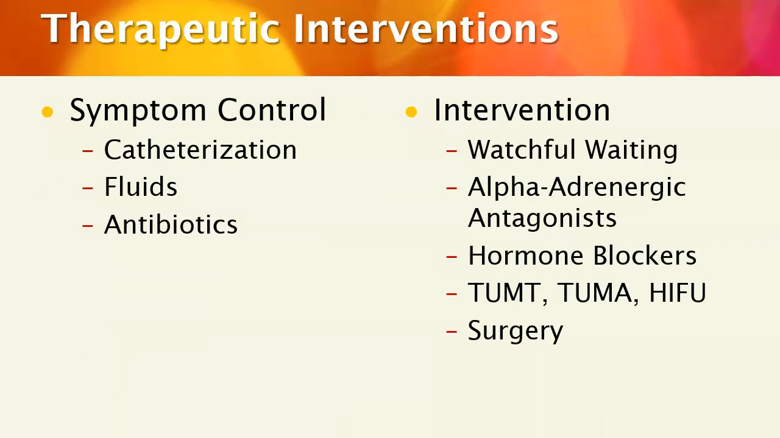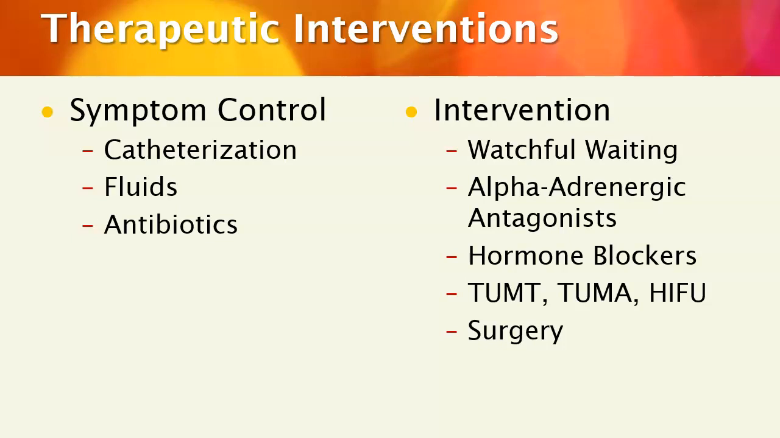So for your therapeutic interventions, we're going to do symptom control. So for the urinary retention, we're looking at catheterization. We want to make sure that we increase fluids to flush the kidneys, make sure that we have adequate urine output. And a lot of times we will do antibiotics because anytime we have urinary retention, we have stasis of urine, which predisposes our individuals to UTIs. So an antibiotic will often be used.